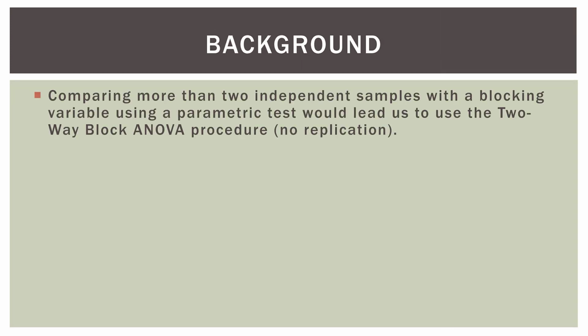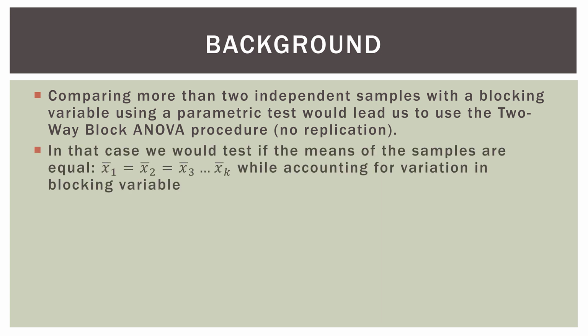So first, a bit of background to set us up. Now, comparing more than two independent samples with a blocking variable using a parametric test would lead us to use the two-way block ANOVA procedure without replication. In that case, we would test to see if the means of the samples are equal while accounting for variation in the blocking variable. So remember, the blocking variable sort of siphons away error into the blocks so we can focus on the error of the model, or the SSE.